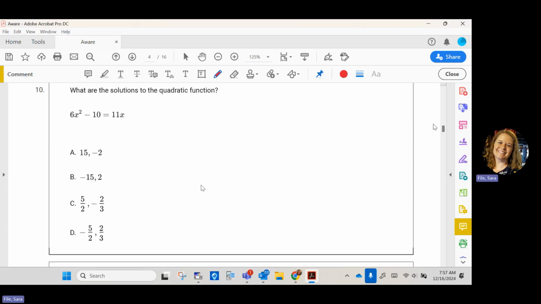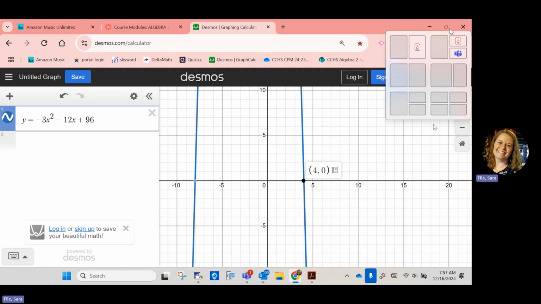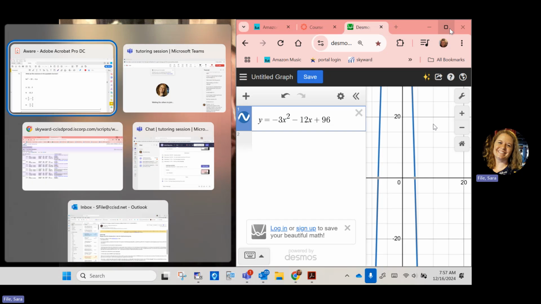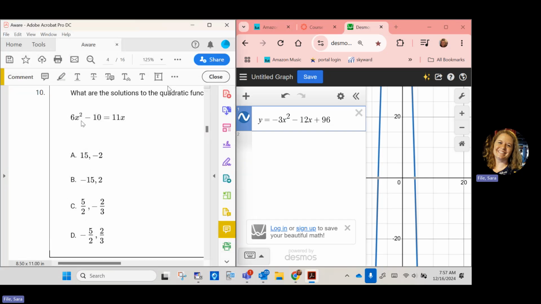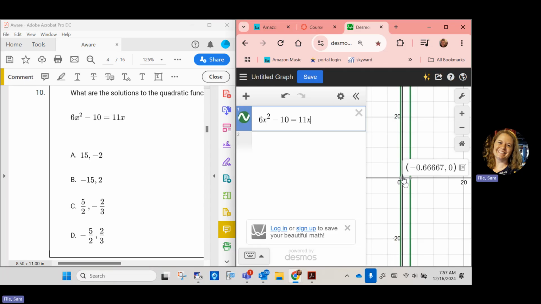What are the solutions to this quadratic function? Now when we were talking about solutions for systems, it was where they all intersected, but now we just have a single function. It's not a system. We've just got a quadratic. The solution is the x-intercept. You could do this algebraically by factoring or using quadratic formula or completing the square. We learned lots of different methods, but graphically, it's just going to show you your solutions down here.